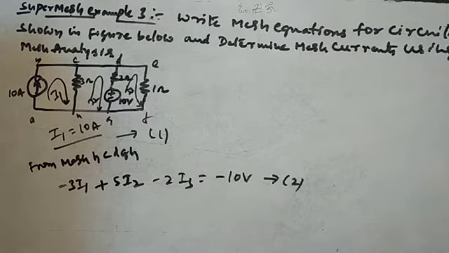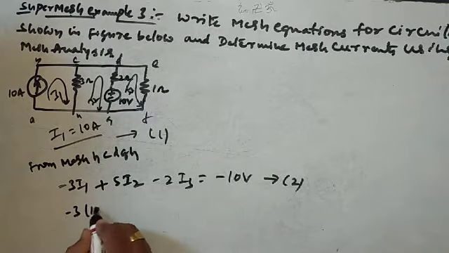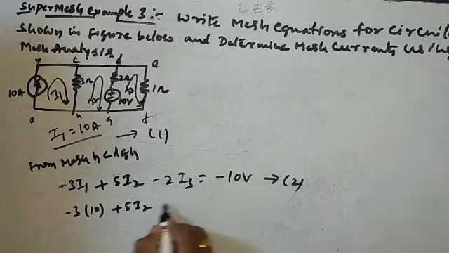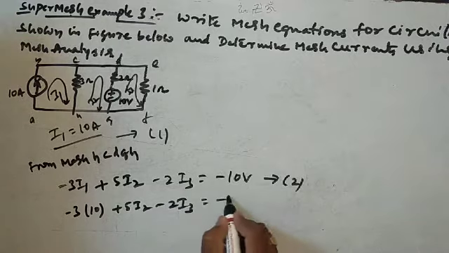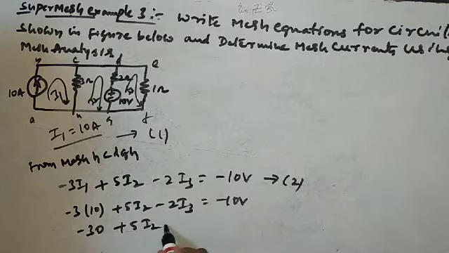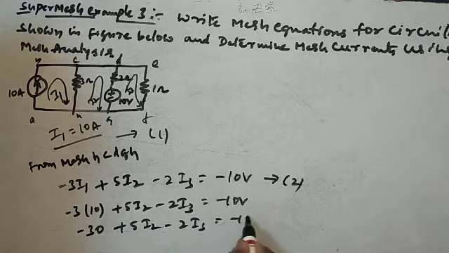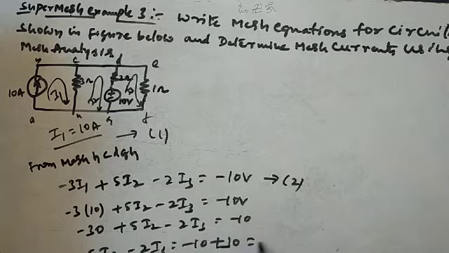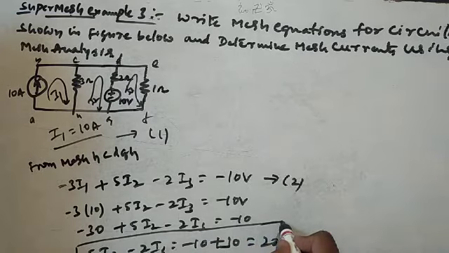Already we have found I1 is equal to 10 ampere. So minus 3 into 10 plus 5I2 minus 2I3 is equal to minus 10 volt. It becomes minus 30 plus 5I2 minus 2I3 is equal to minus 10. It can be written as 5I2 minus 2I3 is equal to minus 10 plus 30, that is nothing but 20. Call this equation 3.